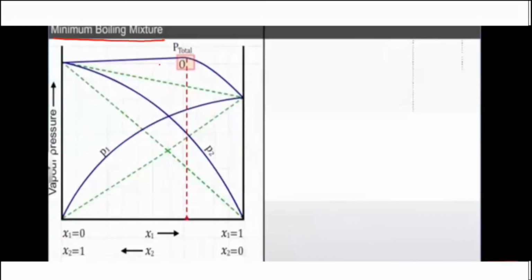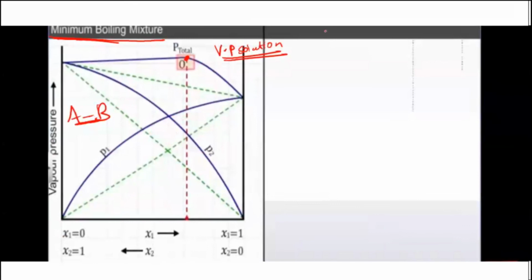Why is it called minimum boiling azeotrope? Because at this particular composition, you can see more vapors will be formed. The vapor pressure of the solution is higher. Why is it higher? Because the force of attraction between those two liquids is very low. When A and B are mixed together, if their bonding is weak, then more gases will escape into the vapor phase, which means the temperature required for us to boil will be very low.